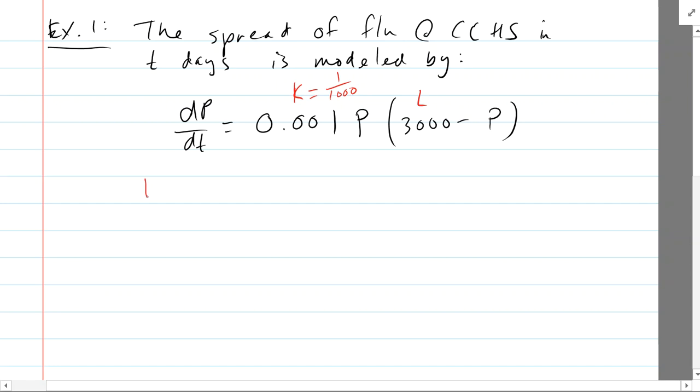They're going to tell us that our initial population, the initial number of people who are infected with the coronavirus, did I say that right? Yeah. Coronavirus is 50. We got 50 students sick with it.